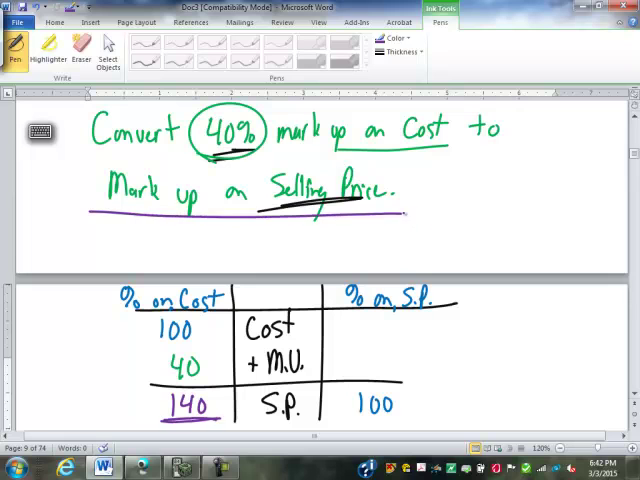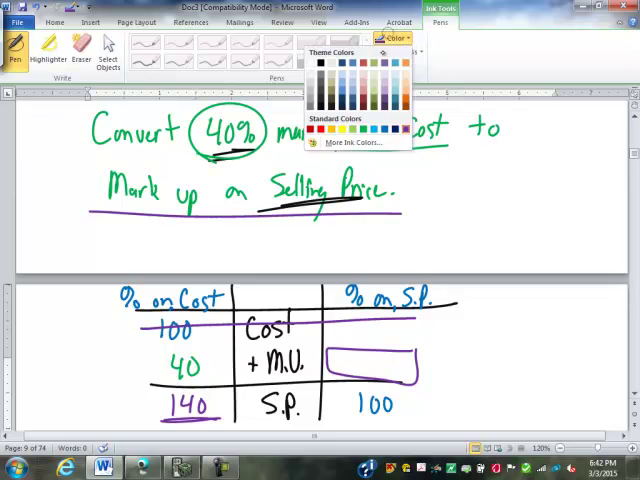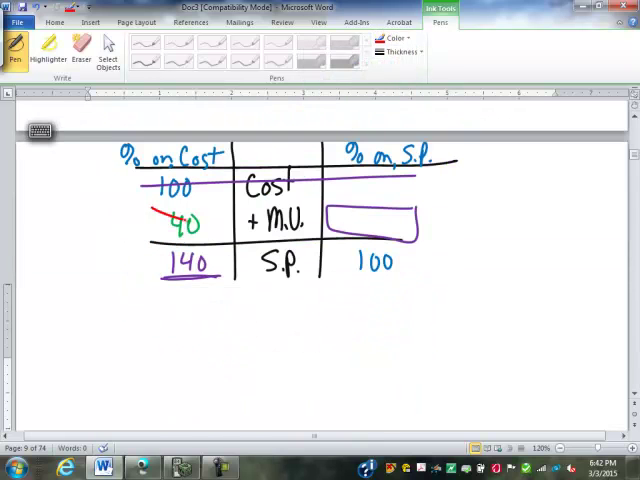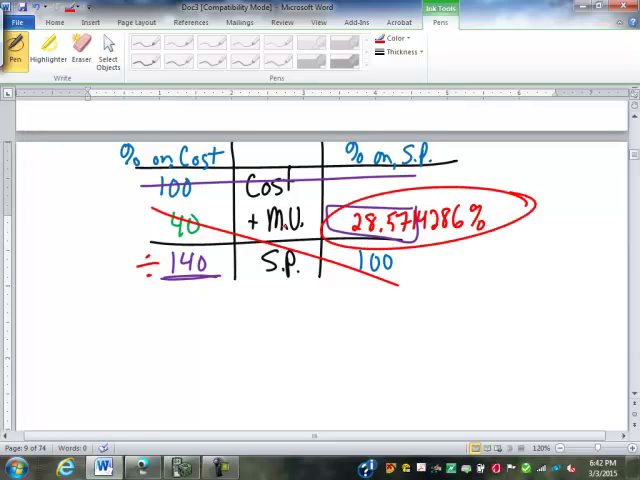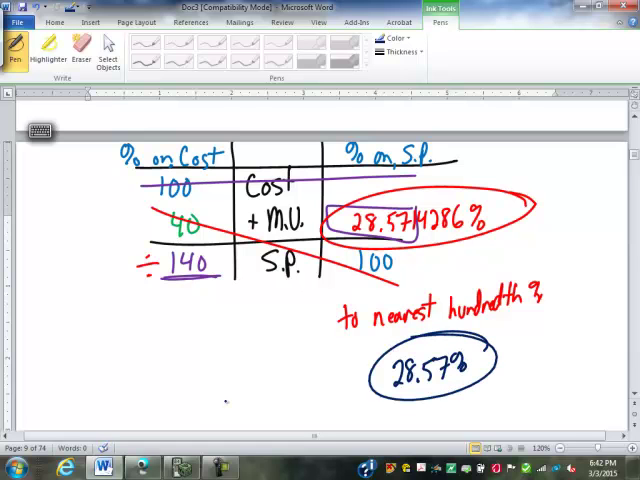And we're asked to find the percent markup on selling price, which is this number here, which means I'm going to ignore the top row now and just do 40 times 100 divided by 140, which comes out to be approximately 28.571426% markup on selling price. Now, if I ask you to round to the nearest hundredth of a percent, what's that going to round to? 28.57%. Very good. Any questions?